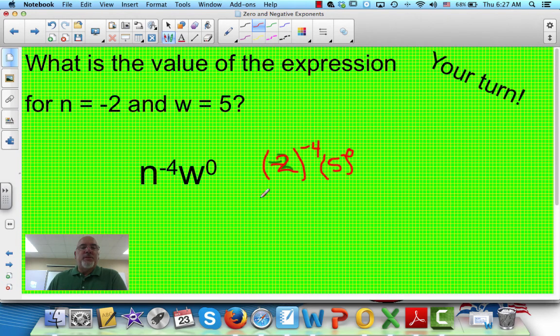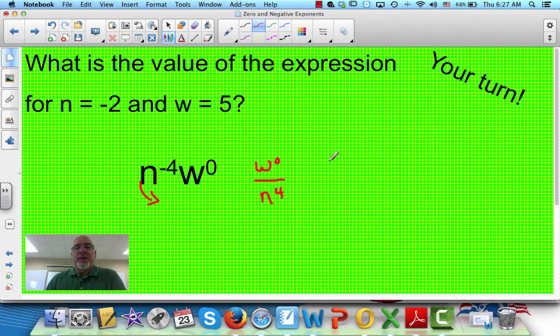Okay, negative 2, I didn't simplify it first, did I? So let's go back and simplify it. How embarrassing. So let's simplify it first, and we'll move on after that. So n to the negative 4 has to go to the bottom. So that gives us w to the 0 over n to the 4th.